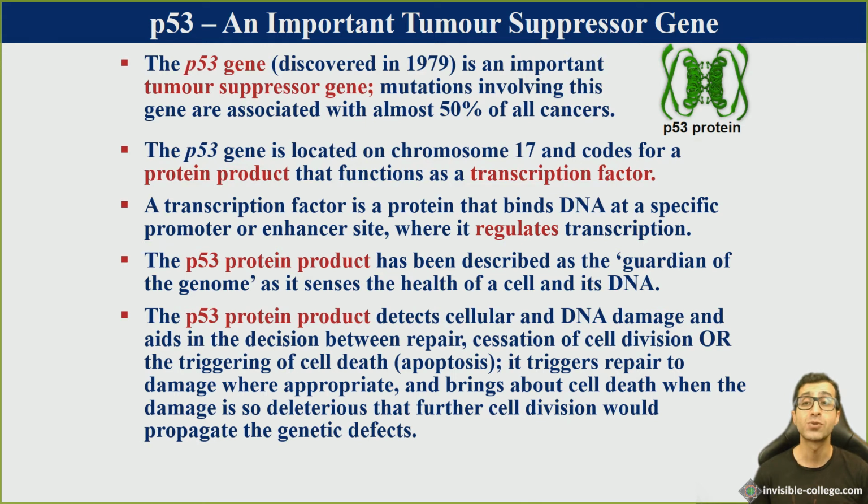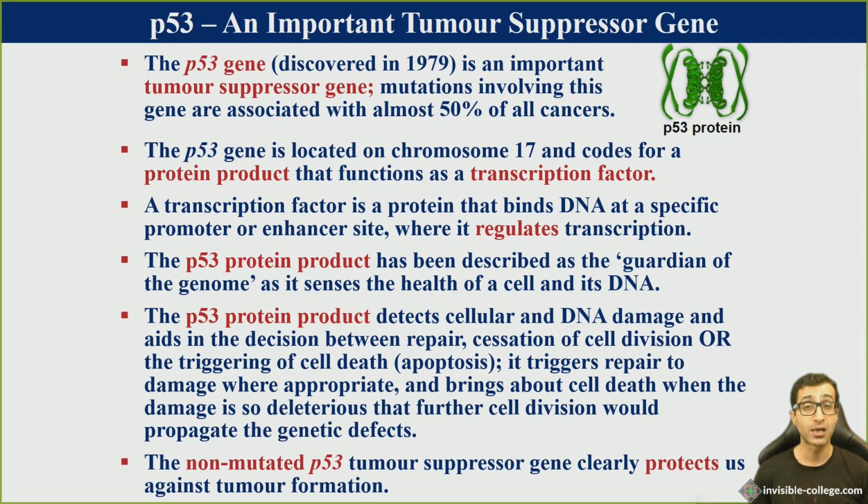or whether it's safer to just kill that cell by triggering programmed cell death, which is referred to as apoptosis. Now it triggers repair to the damage where it's appropriate, and it brings about the cell death when the damage is so bad that further cell division would propagate the genetic defects and expose that organism to the risk of the development of tumours. Now, the non-mutated p53 gene serves a protective function against tumour formation. So how does this work then?